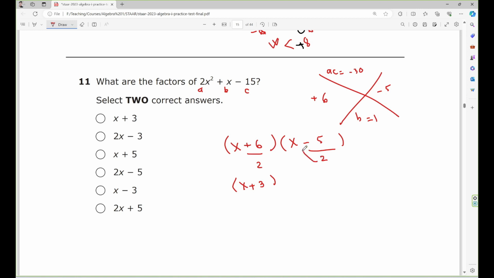You cannot simplify, so you multiply this one. So it turns out to be 2x minus 5. Alright, so x plus 3, this is the answer right here. And 2x minus 5, the answer right here. This one is wrong.